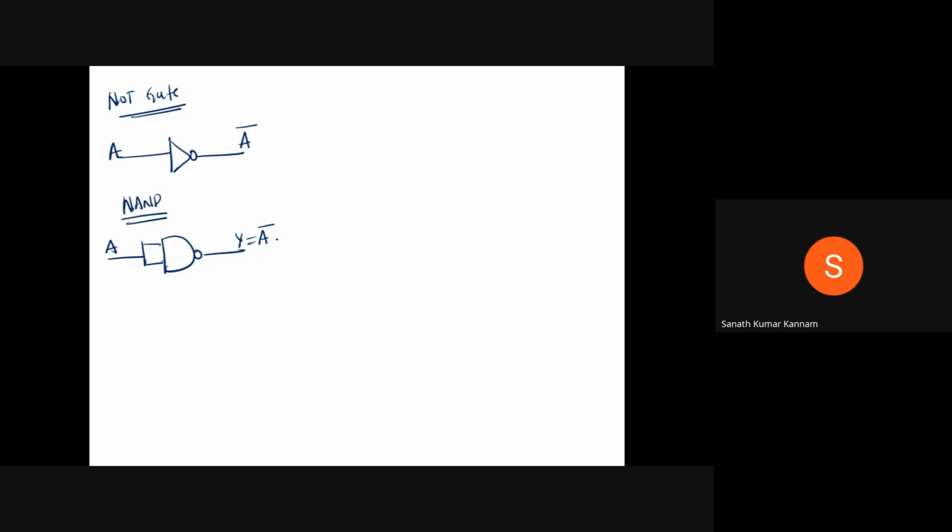That means here A and A, whole bar, is equal to A bar. And this is one representation.